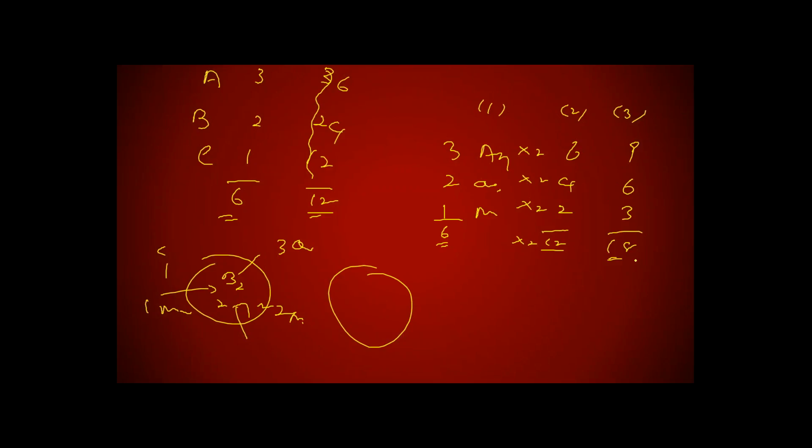3 by 100 is 300, 2 by 100 is 200, and 1 by 100 is 100. So what did you do? 600. From 6 to 600, there is a 100 times increase. So because of that, you increase every item by 100, isn't it?